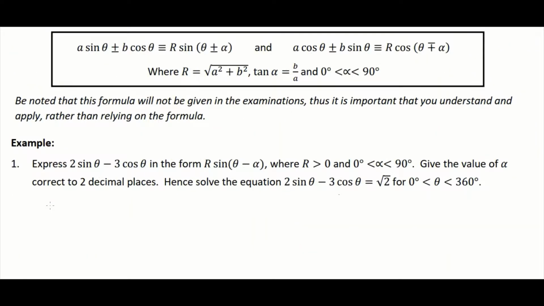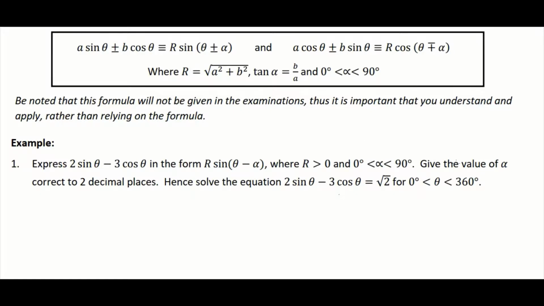Okay, example one: express 2 sine theta minus 3 cos theta in the form r sine (theta minus alpha), where you can see the constraints given here. Your r is a positive number, and your alpha is an acute angle.